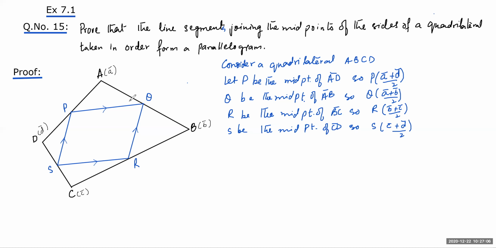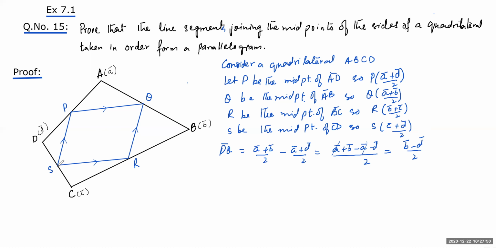Now let's evaluate the vector PQ. It becomes position vector of Q minus position vector of P. Position vector of Q is a plus b by 2 minus position vector of P, a plus d by 2. So it simply becomes a plus b minus a minus d, whole by 2. You can see that a got cancelled and we have the vector PQ as b minus d by 2.